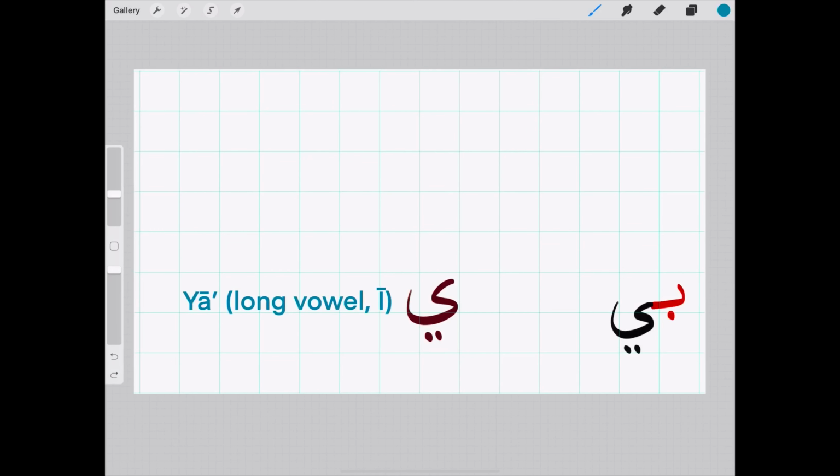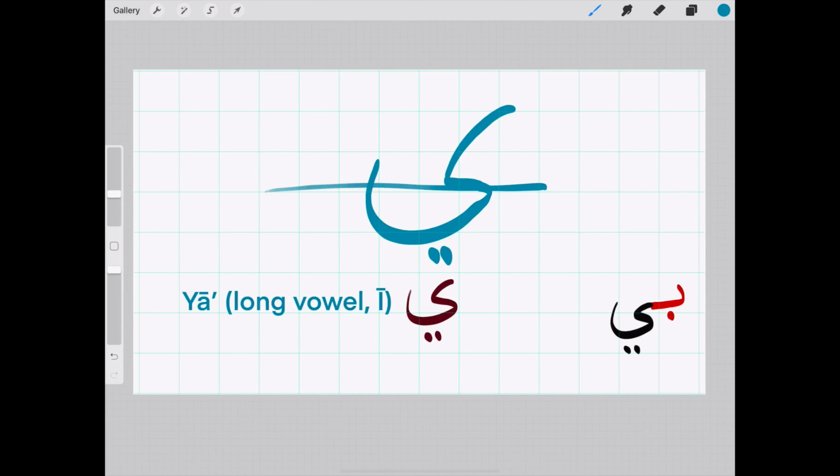Let's try and write the ya letter or the E letter on its own. Try and copy and follow my way. Let's try that again. You have a curved line going left down, and then you have a short arm going right, and then you have half a circle going around, and then you have 2 dots underneath. So part of the letter is above the line, part of it is underneath the line.